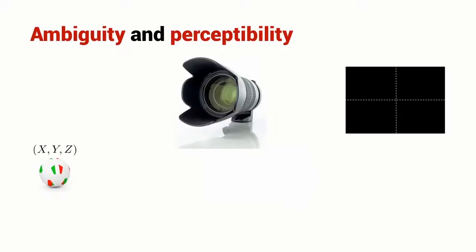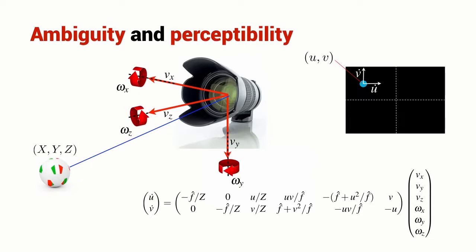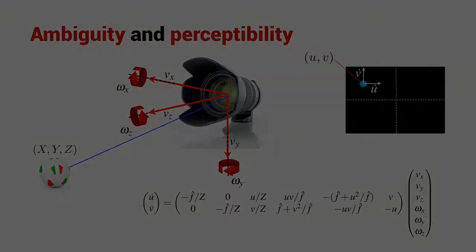Just to recap, we have a camera which is observing an object in three-dimensional space. We can project the position of the object in 3D space into the image plane where it has a coordinate u, v. Assume that the camera is able to move. It has translational velocity and rotational velocity. The velocity of the point on the image plane is related to the camera's spatial velocity by the image Jacobian.